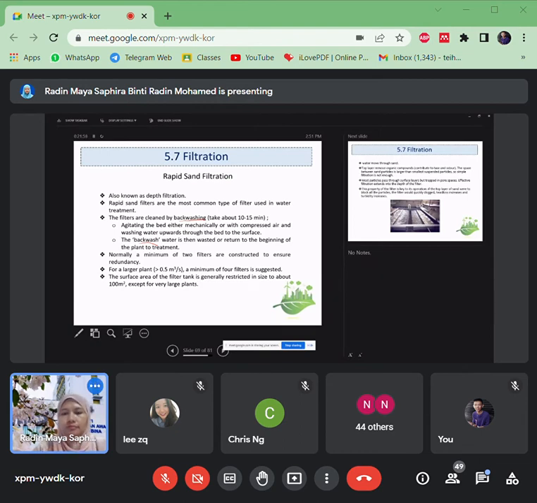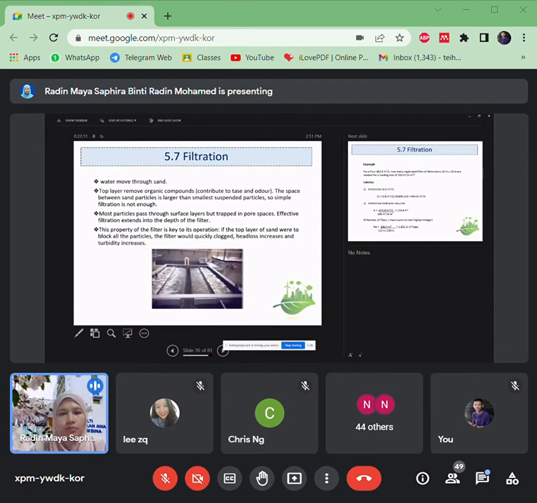Yeah. So this is necessary for them to make sure that they do the backwashing so that the filtration will run effectively, to do the filtration process.